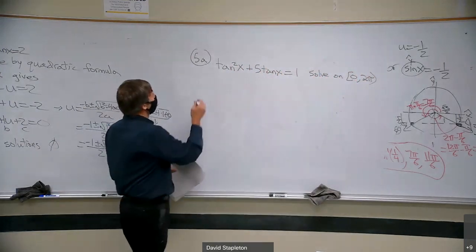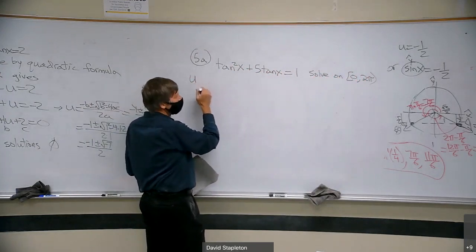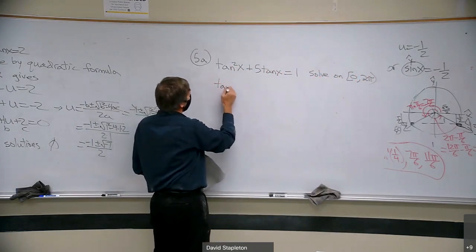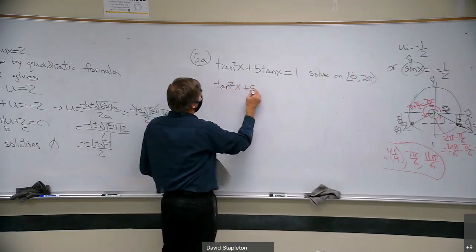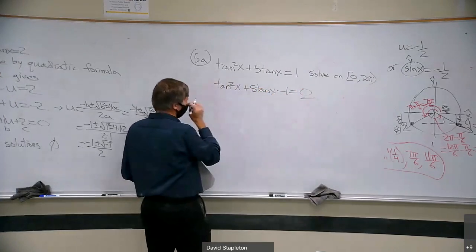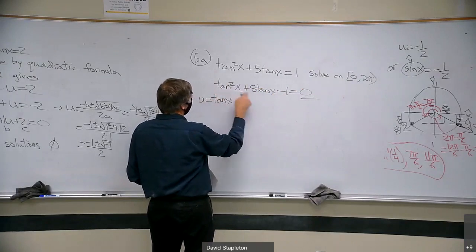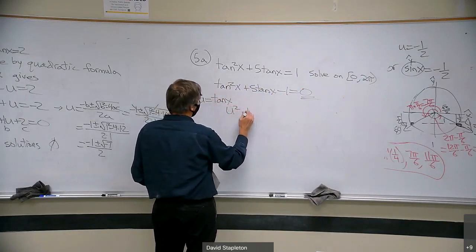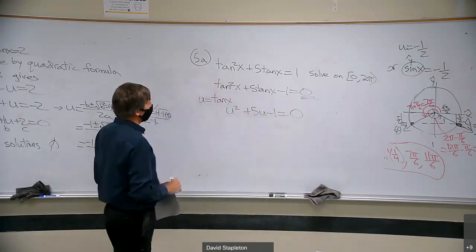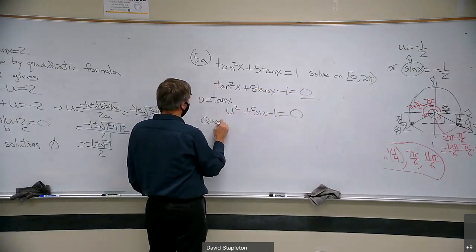What I first want to do, now I'll put it equal to 0. We'll put tangent squared x plus 5 tangent x minus 1 equals 0, so it's in standard form. And then I'm going to put, you don't actually have to put this in, I like to put it in. Observe the quadratic equation, put u equals tangent x, I get u squared plus 5u minus 1 equals 0. Once I have a quadratic equation, I can solve it by the quadratic formula or by factoring.